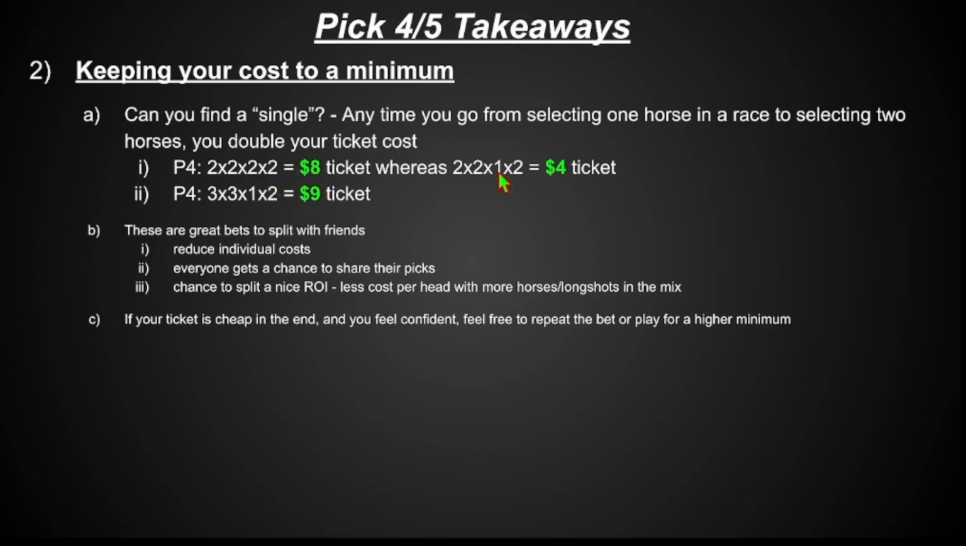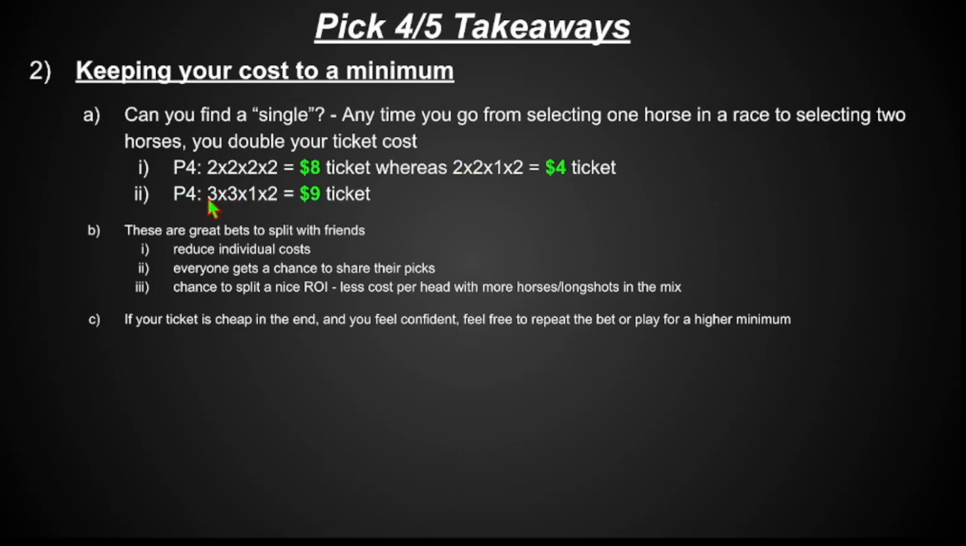So in this third race, you have 1 horse, but if you add 1 more horse, it just doubles your ticket. Anytime you have a single and add 1 horse, it's going to double your ticket no matter how many horses you have in the other races. Another example of a pick 4 ticket where you just single a horse, and you can see how cheap it is.